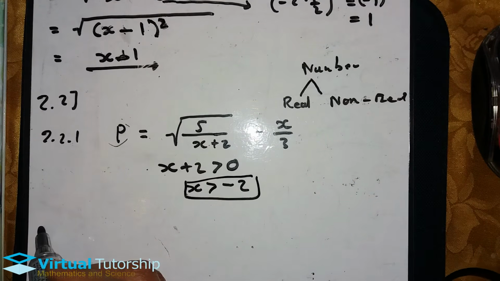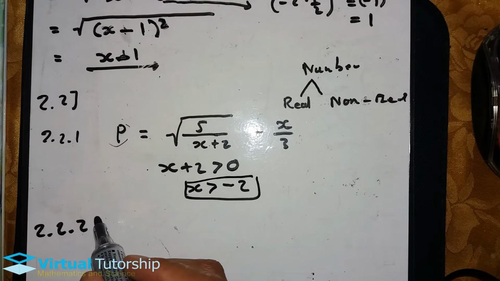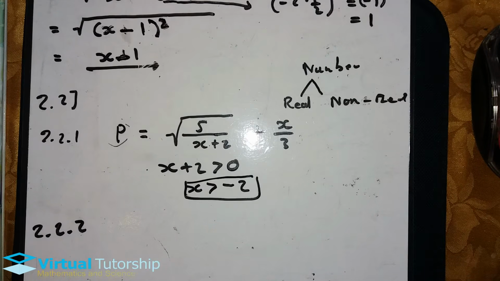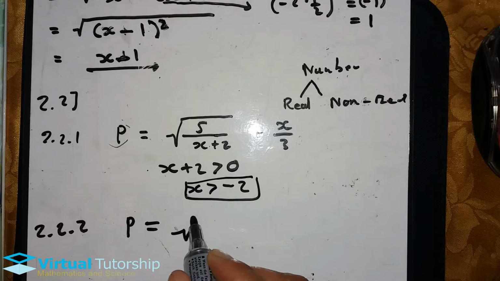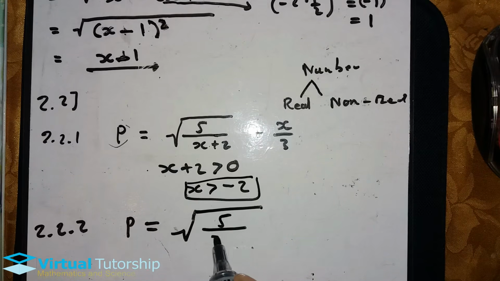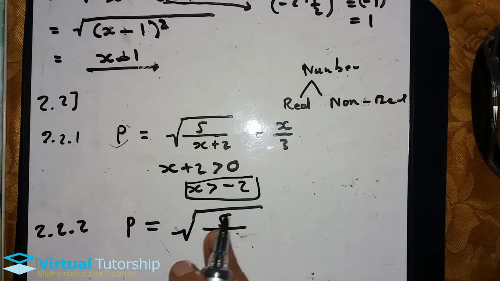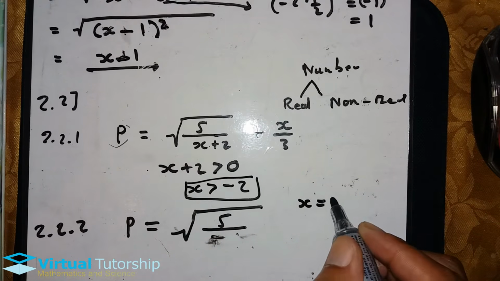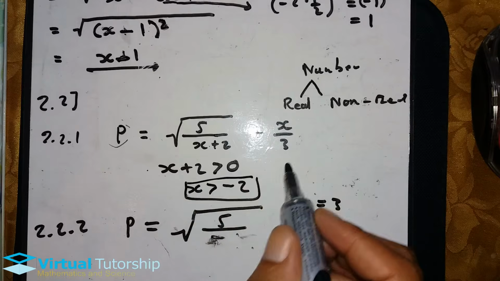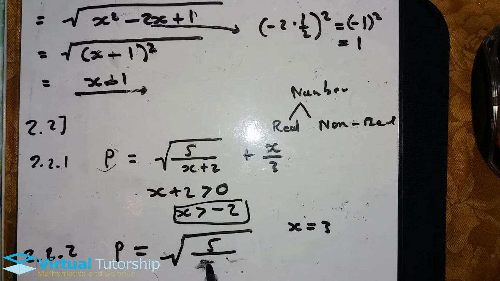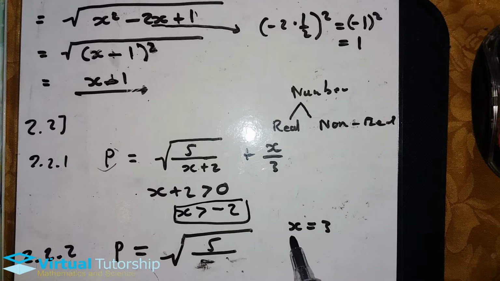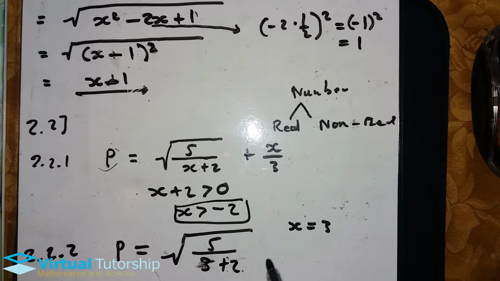Now to answer 2.2.2. We must show that p is irrational if x is equal to 3. This is simple. X is equal to the square root of 5 over x plus... okay, so they told us x is equal to 3. So here where there is x, I will put in 3. So it's going to be 3 plus 2 plus 3 over 3.